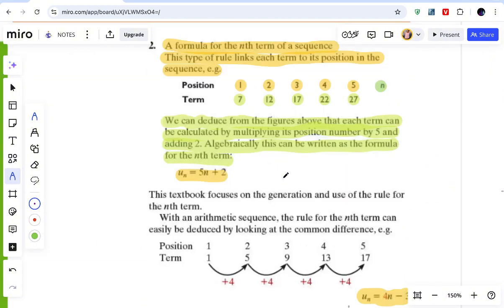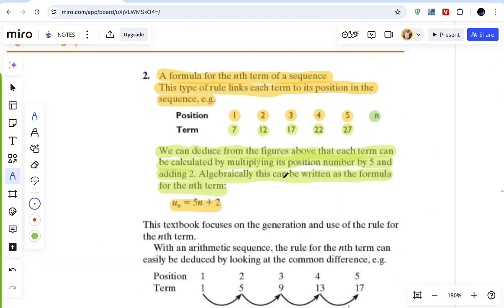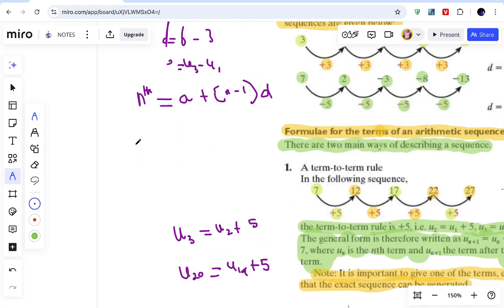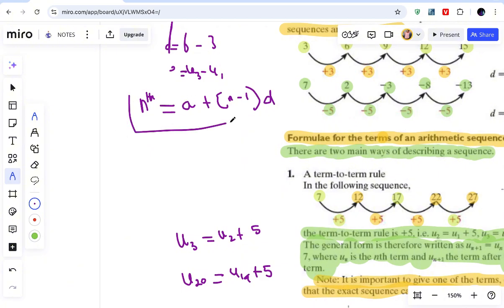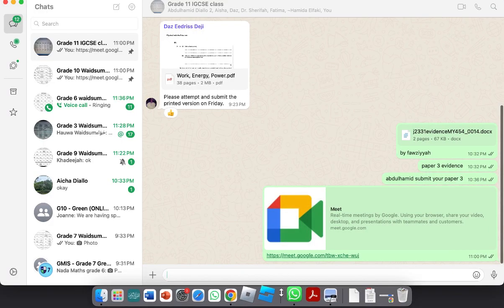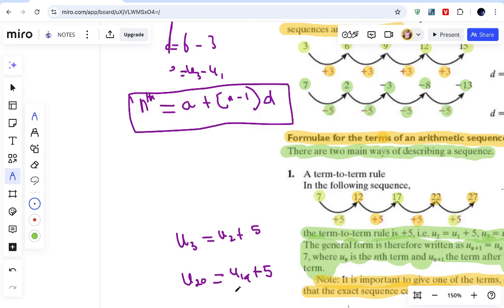Okay, now let's move on quickly. Let's take a look at another case where we have the position to term rule. How we can use the position to term rule to find the nth term. Because in the exam, you have this one in the table. They want you to write the nth term. So a formula for the nth term, apart from the one I gave you just now, there is a quick one that can help us solve this problem.